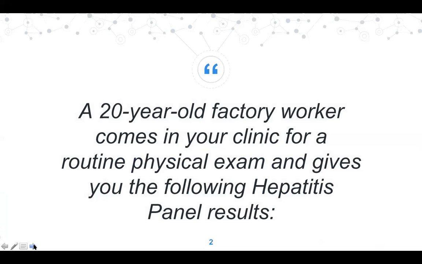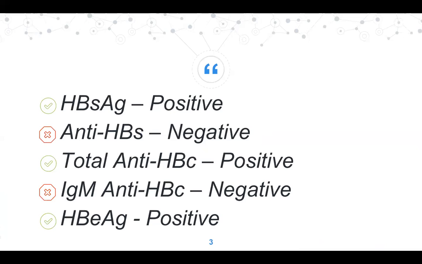Next slide, please. A 20-year-old factory worker comes in your clinic for a routine physical exam and gives you the following hepatitis panel results. So the patient has positive HBsAg, negative anti-HBs. Total anti-HBc is positive, IgM anti-HBc is negative, and HBeAg is positive.